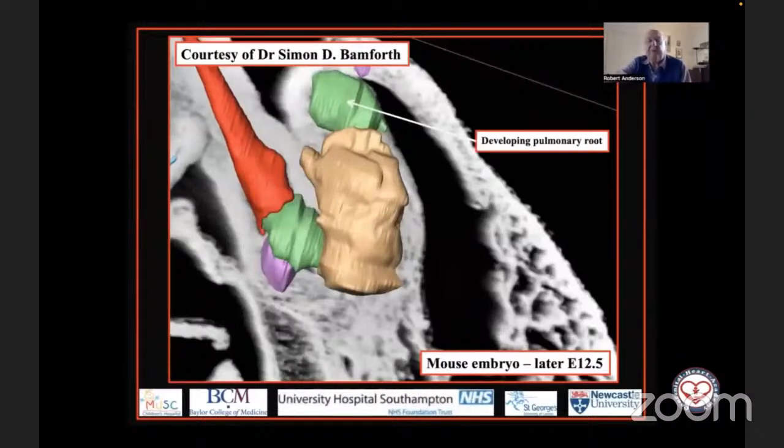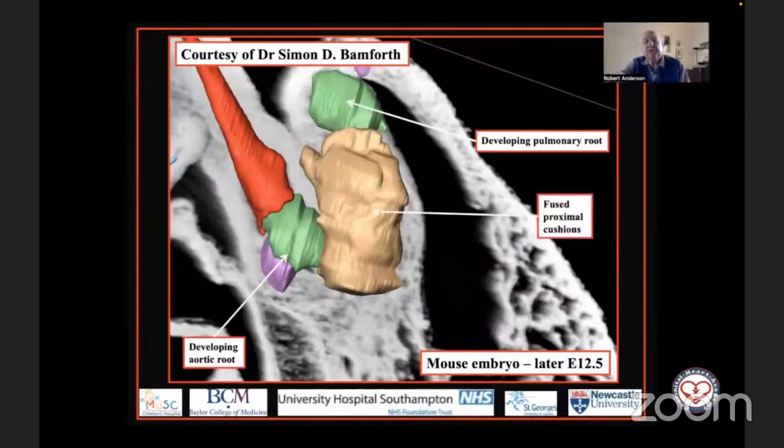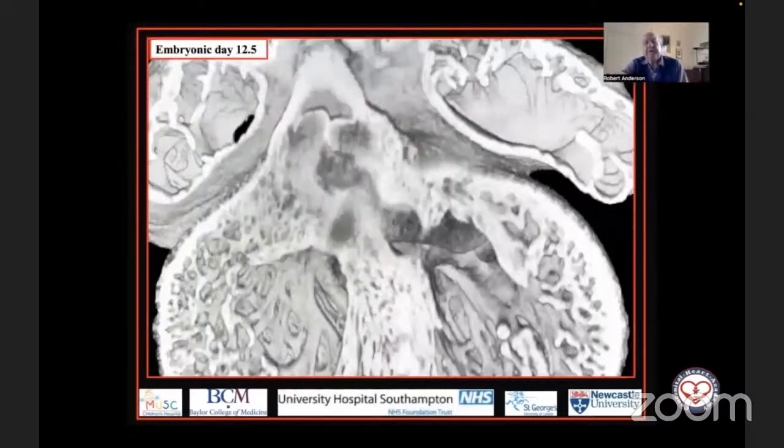Where later on, embryonic day 12.5, see the pulmonary root, the aortic root, still supported above the cavity of the right ventricle, but now the cushions have fused and they have built this partition in the roof of the right ventricle. So we can take the data set and we can rotate it, we can look at it in four-chamber fashion, and I can show you that shelf that has now been built in the roof of the right ventricle, creating a tunnel.